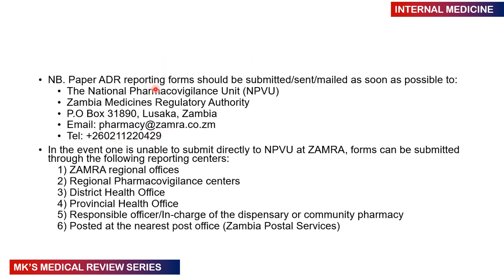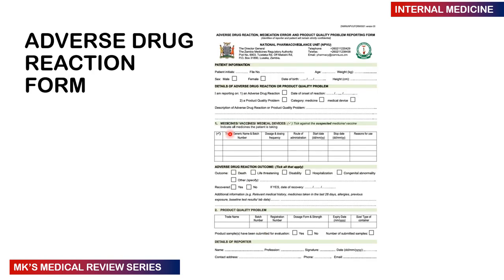In the event that you're unable to submit directly to ZAMRA, the forms can be submitted through any of these centers: the ZAMRA regional offices, the regional pharmacovigilance centers, the district health office, the provincial health office, any responsible officer or in charge of the dispensary or community pharmacy, or it can be posted to the nearest post office, the Zambian Postal Services. Here's the form. The form you fill in is very self-explanatory, so there's no need for us to go through it step by step.